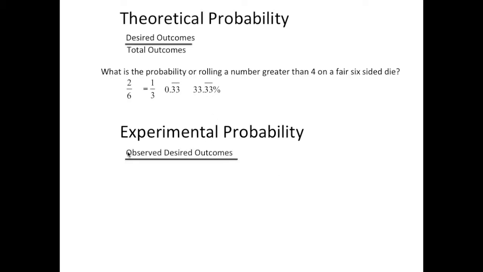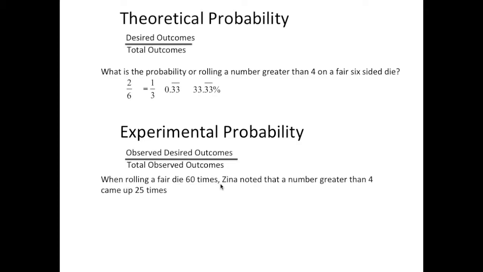Experimental probability, the number of observed desired outcomes out of the total observed outcomes. When rolling a fair die 60 times, Zena noted that the number greater than 4 came up 25 times. So I ran that experiment 60 times, and I noticed 25 times I got a number that was 5 or 6, which was equal to 0.416 repeating, or 41.66 repeating percent. Notice that it's different.